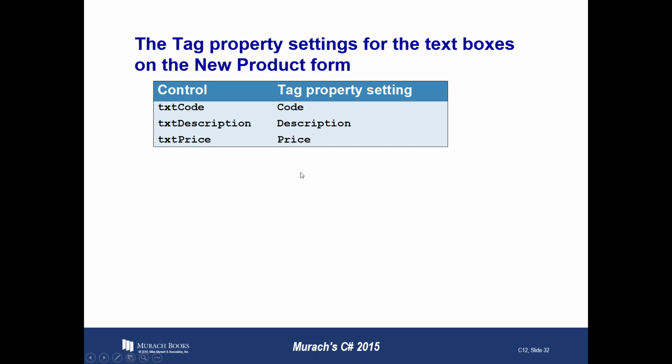Now, here they're talking about the tag property settings. So this txt code has a tag of code, txt description, and txt price is price. Why does that matter? You may or may not remember from an earlier chapter, but by setting this tag property, it allows you to easily grab data and use it between different classes.